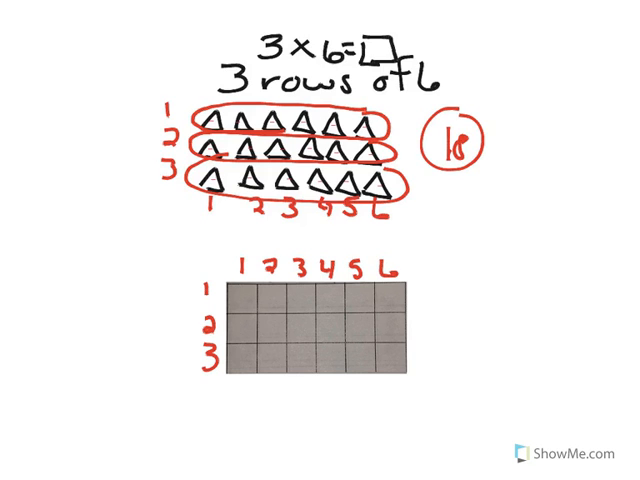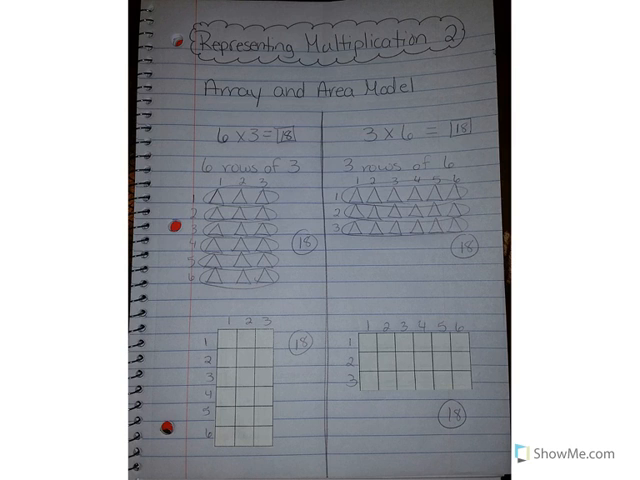Again, I'm going to count them to verify that my product is the same. 1, 2, 3, 4, 5, 6, 7, 8, 9, 10, 11, 12, 13, 14, 15, 16, 17, 18. So here I did see that my product stayed the same as with the array, and according to the commutative property, it should have been 18 just the same. Okay, now your notes should look something like this.